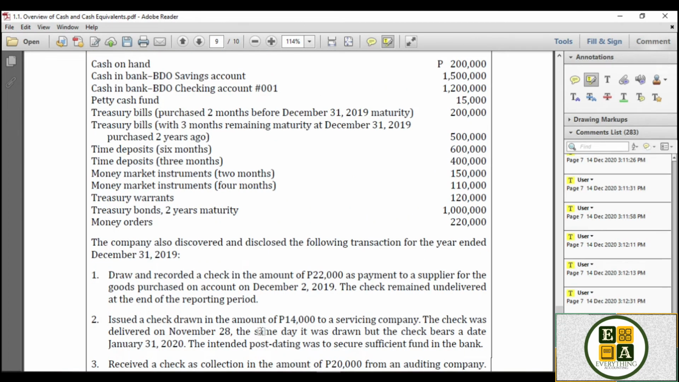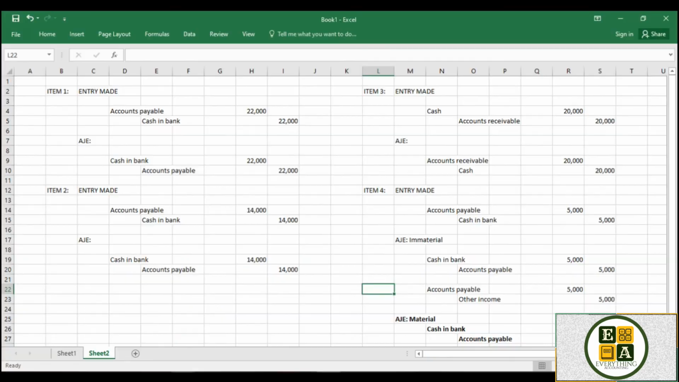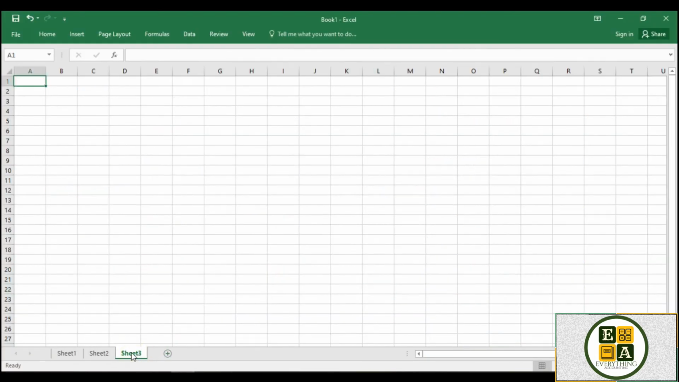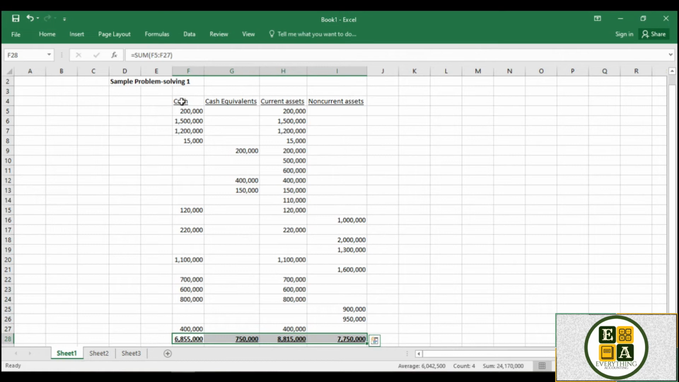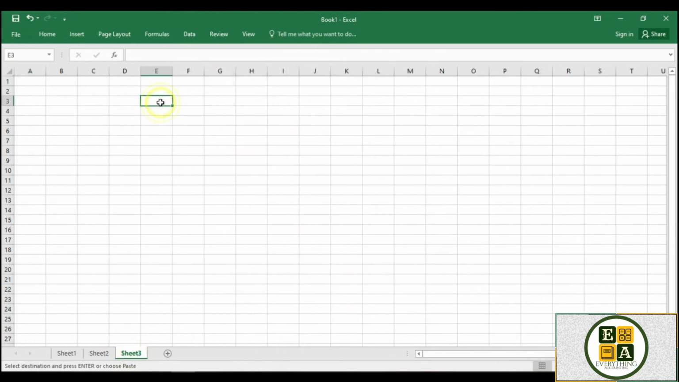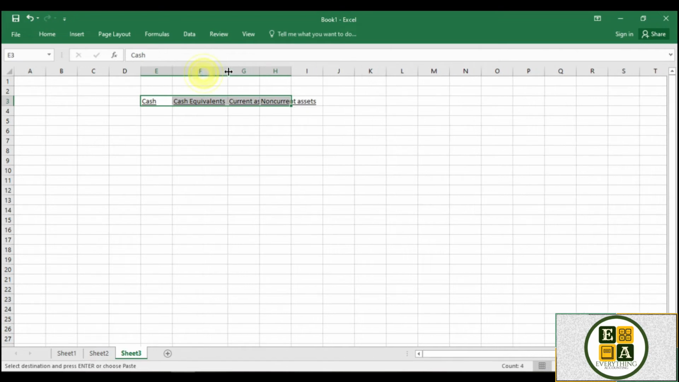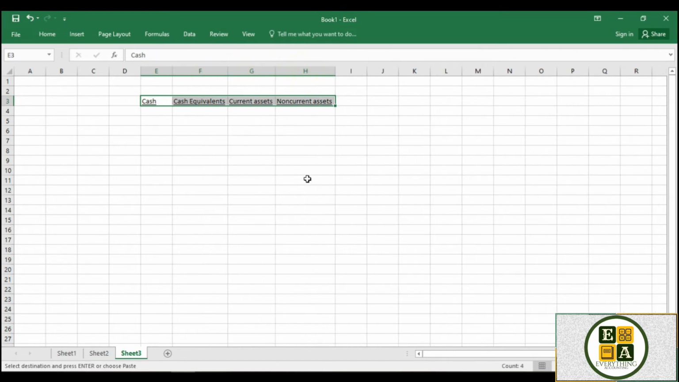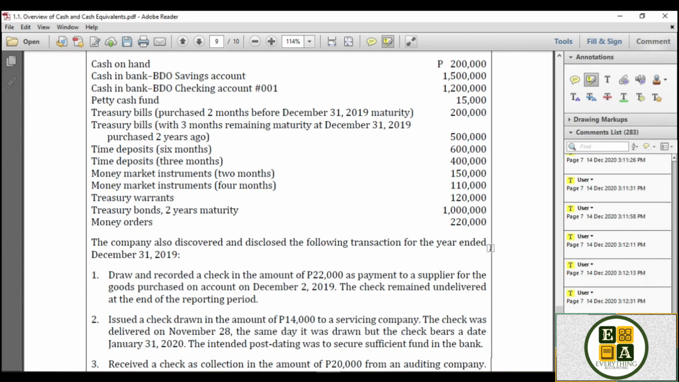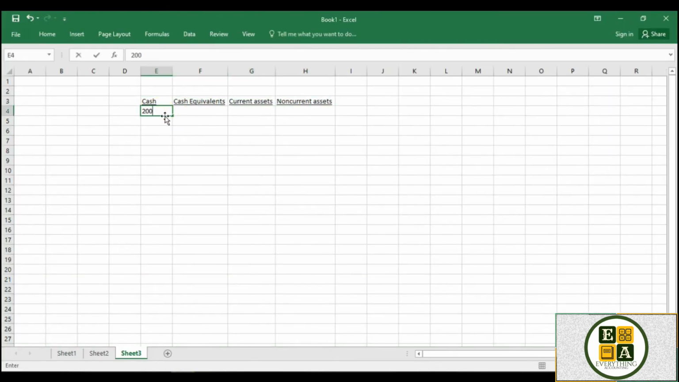So, let's do yung technique natin kanina, yung qualify. Okay? So, I'll just have this one copied. Yan. So, let us start with cash on hand. Again, cash on hand, wala namang statement. So, automatic, part of cash, part of current asset din yan. So, 200,000, current asset din, papasok.